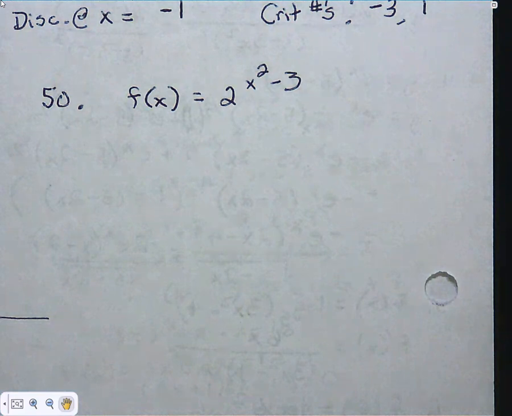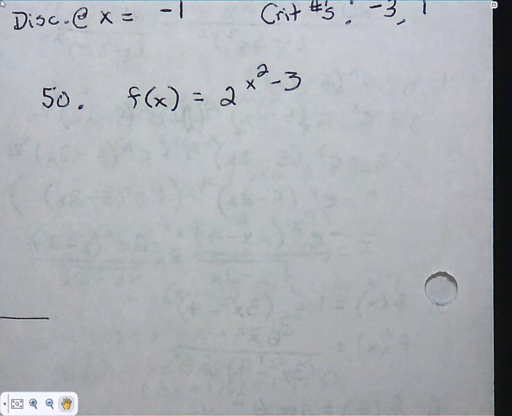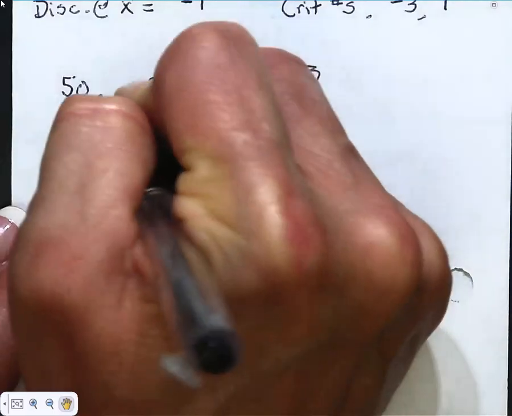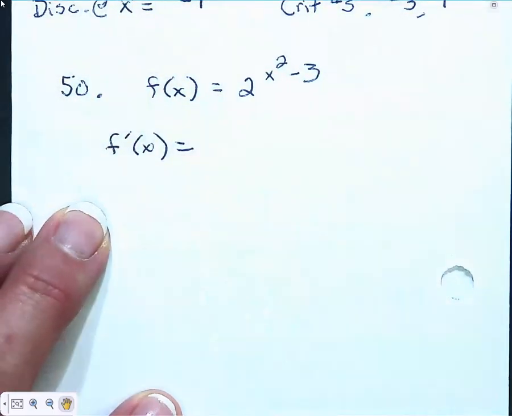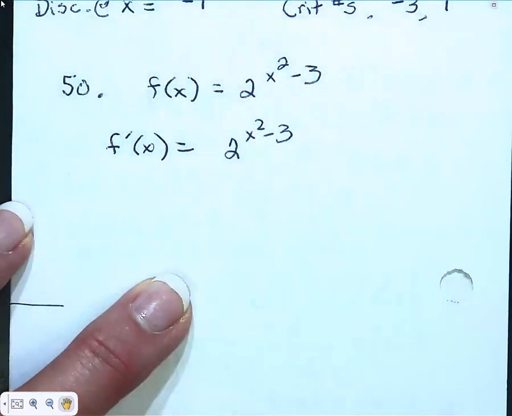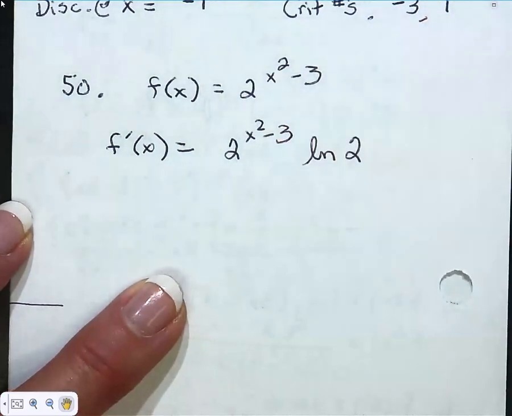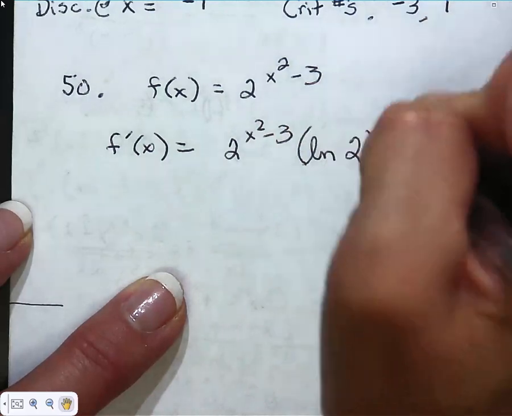What's the derivative of a to the ugly? The only tiny thing you left out was you just said a instead of a to the ugly. A to the same old ugly, natural log of a, derivative of the ugly. A to the same old ugly times the natural log of a times the derivative of the ugly.